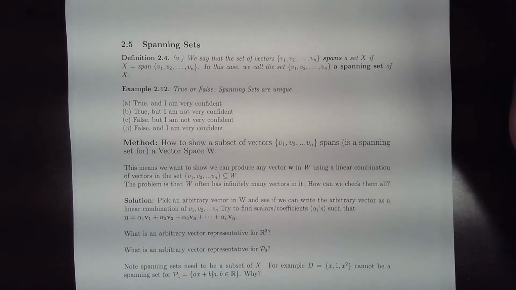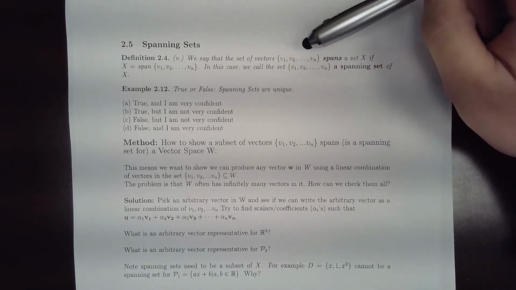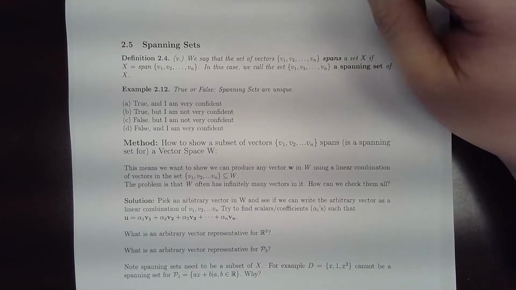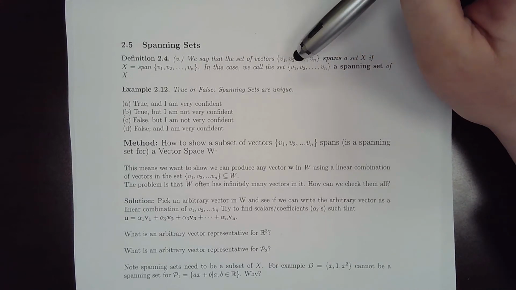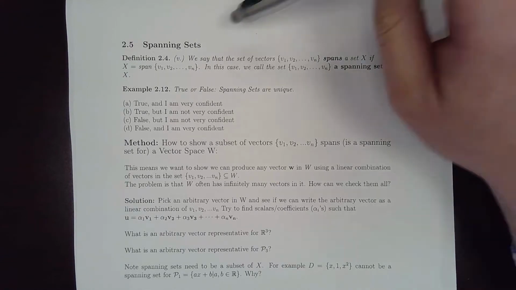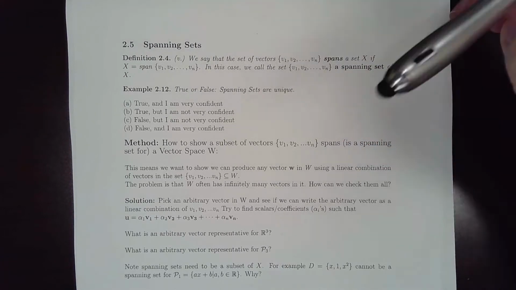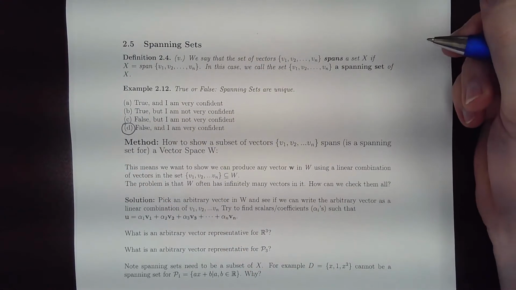Related to spans is the idea of spanning sets. So we say that a set of vectors spans a set X if X is the span of those vectors. In this case, we're going to say that the set v1 through vn, those vectors, is a spanning set for X. Now, note that spanning sets are not unique.